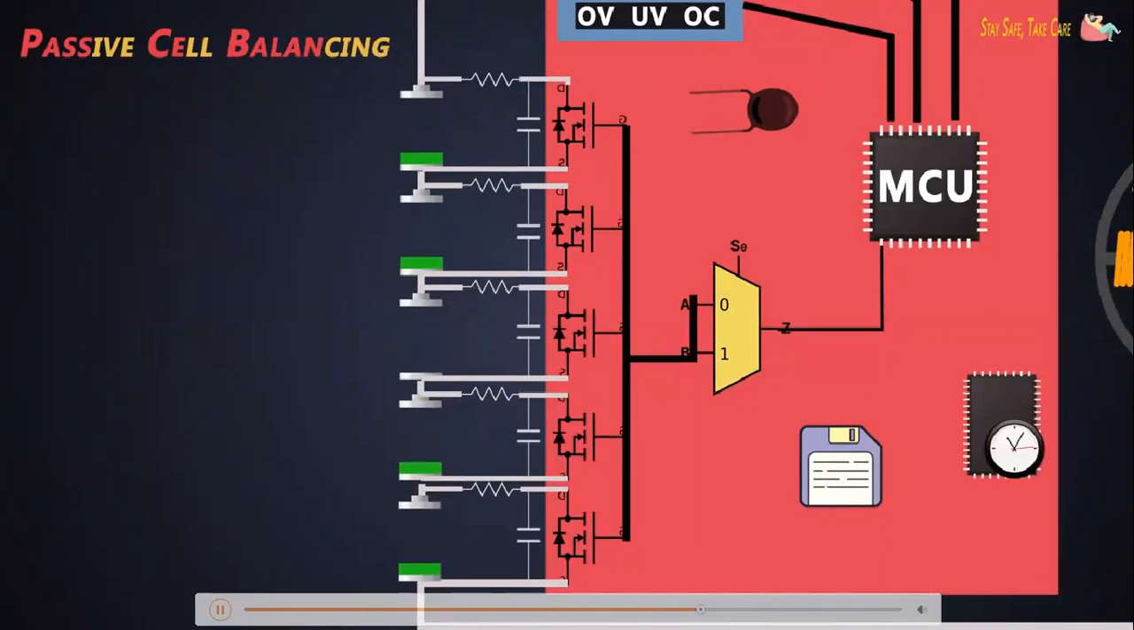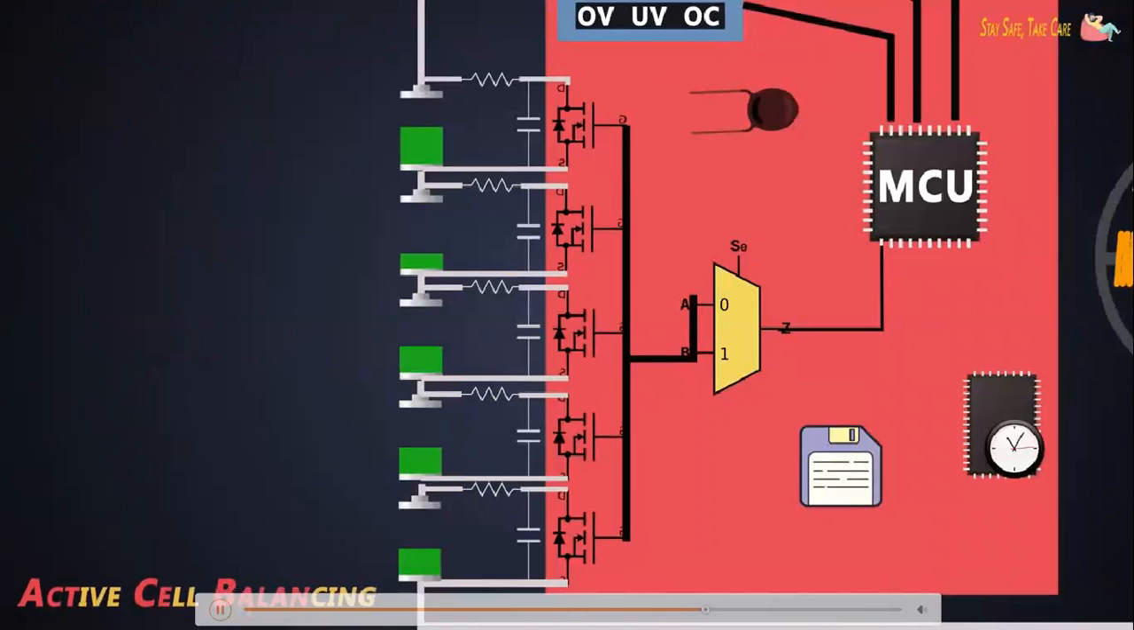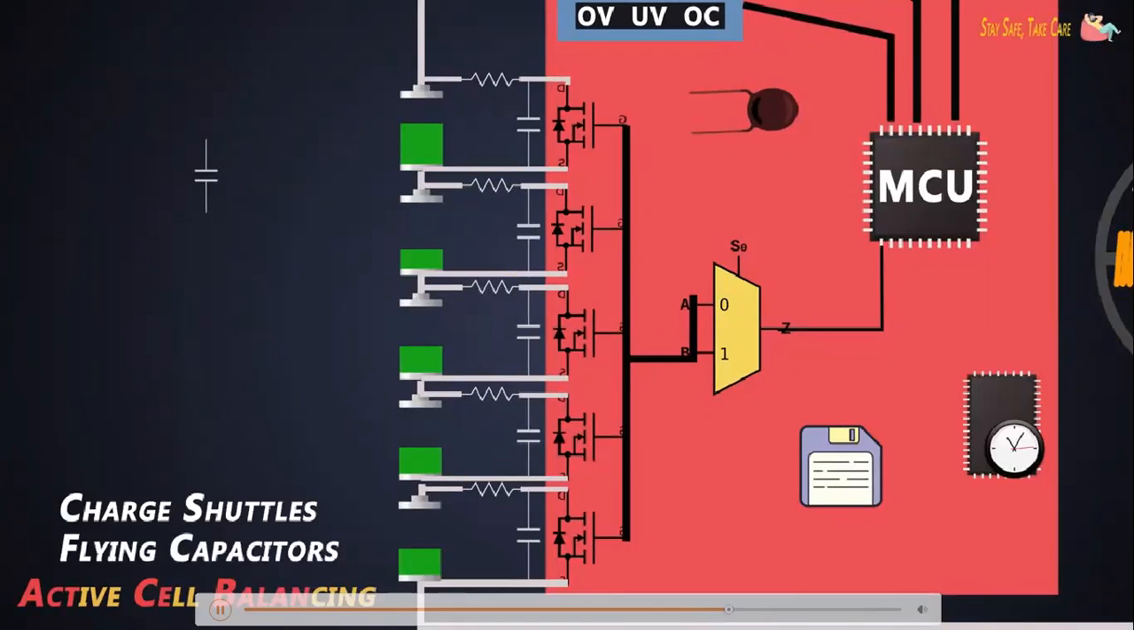Active balancing, unlike passive balancing, is not dissipative. In active balancing, the excess charge from one cell is transferred to another cell which has low charge. This can be done by charge storing components like capacitors and inductors. Well, there are many methods to perform this. Let's discuss the method which is commonly used.